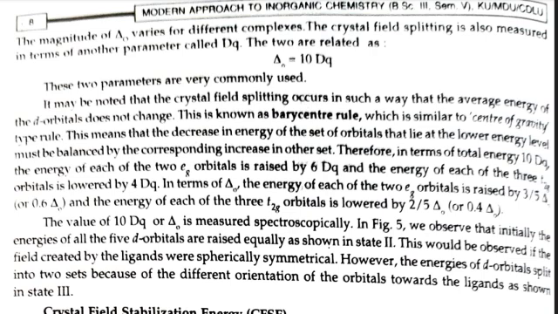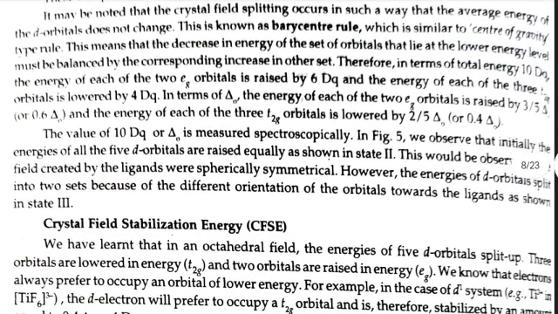In terms of delta naught, the energy of each of the two eg orbitals is raised by 3/5 delta naught or 0.6 delta naught, and the energy of each of the three t2g orbitals is lowered by 2/5 delta naught or 0.4 delta naught. The value of 10 Dq or delta naught is measured spectroscopically. In figure 5, we observe that initially the energy of all the 5d orbitals is raised equally as shown in state 2. This would be observed if the field created by the ligands was spherically symmetrical. However, the energy of the d orbitals splits into two sets because of the different orientation of the orbitals towards the ligands, as shown in state 3.